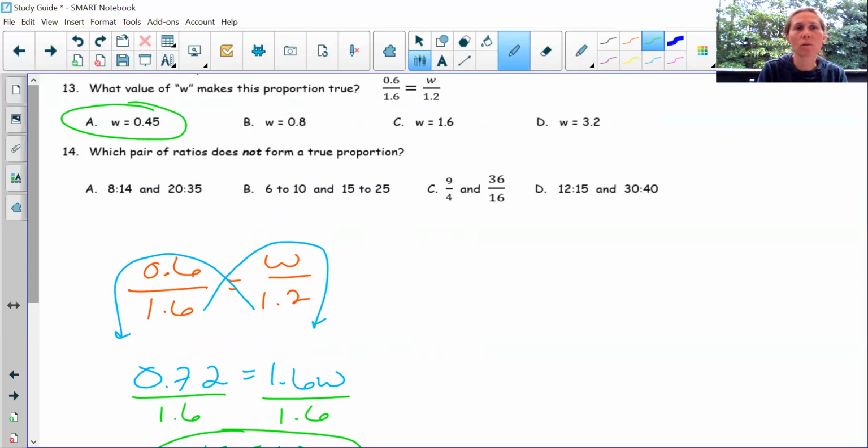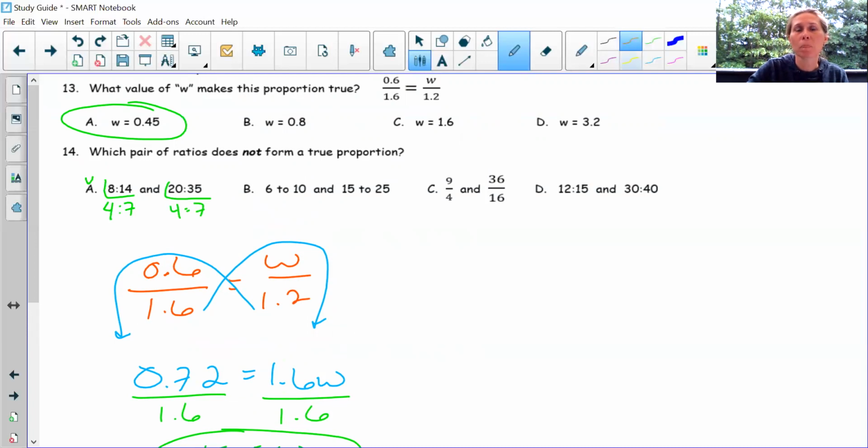Number 14, which pair of ratios does not form a true proportion? It means they're not equivalent. It means they don't simplify to the same exact fraction. Now, look at 8 14ths, 8 to 14, and 20 to 35. Can I simplify those? Yes. What goes into 8 and 14? 2. It simplifies down to 4 to 7. And 20 to 35, I can simplify those both by 5, and I get 4 to 7. So are they proportional? Yes.